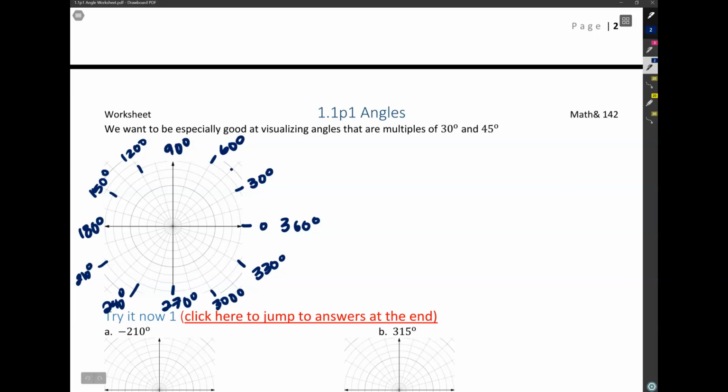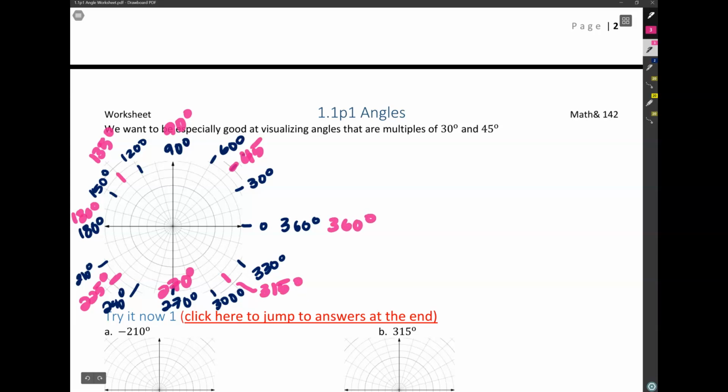And then similarly with the 45s, I tried to switch colors, there we go. 45, 90, we did this one before, this one would get us out to 135, and the 180. So notice some of those multiples coincide. Right out here in the middle, what are we doing? 180 plus 45 is 225. And then we hit the 270, and then what are we getting there? 315. And then our 360. Okay, so we want to get really good at that.